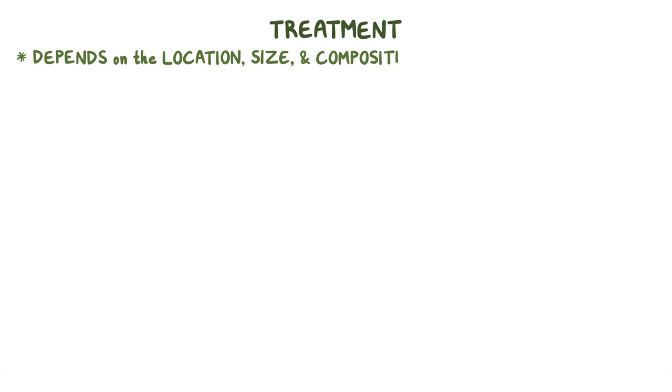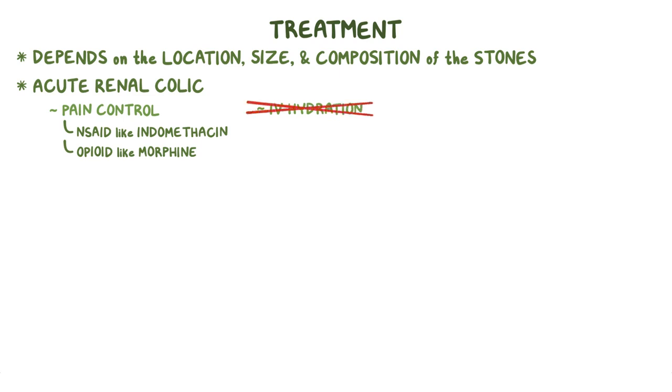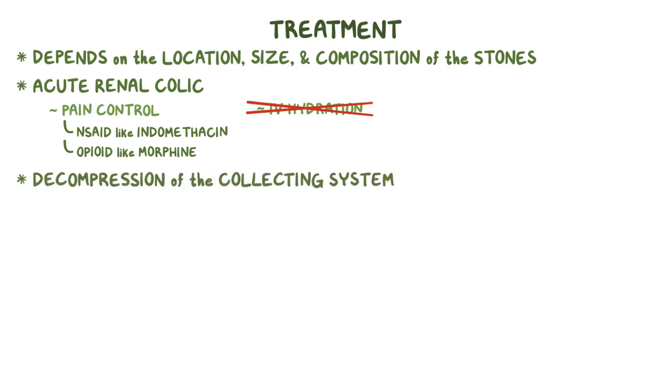Now, treatment mostly depends on the location, specifically whether the stone is in the renal pelvis or the ureter, size, and composition of the stones. For individuals with acute renal colic, pain control is managed with an NSAID, like indomethacin, or an opioid, like morphine. During renal colic, IV hydration is avoided unless the individual is dehydrated, because it can worsen the pain. In some cases, urgent decompression of the collecting system may also be necessary following analgesia.